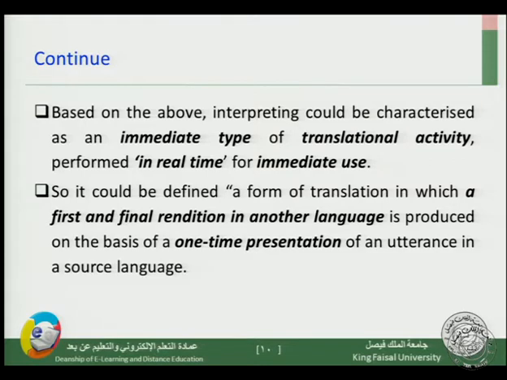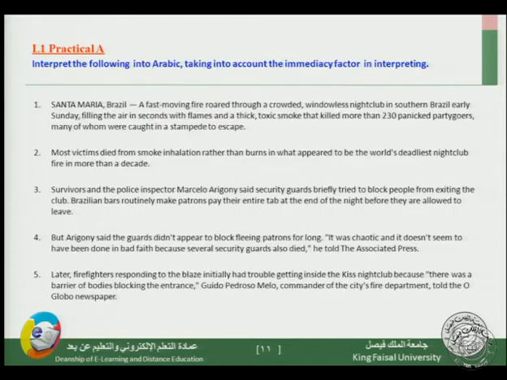So it could be defined: interpreting is a form of translation in which a first and final rendition in another language is produced on the basis of one-time presentation of an utterance in a source language. Really, this is the definition of interpreting. Okay.